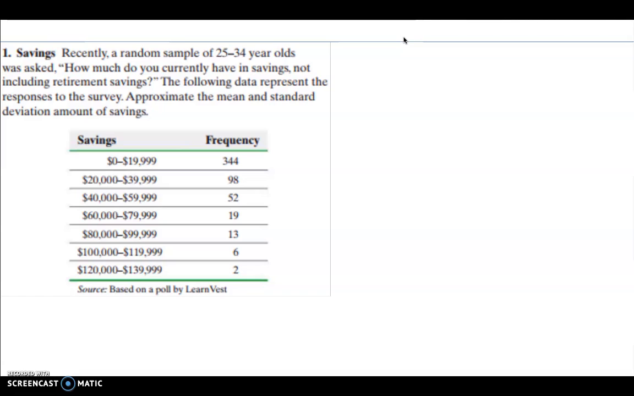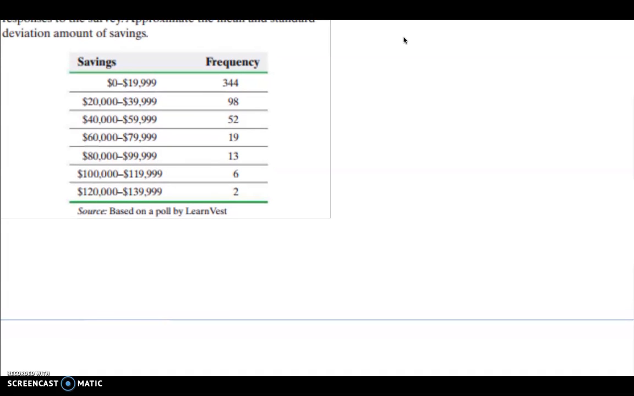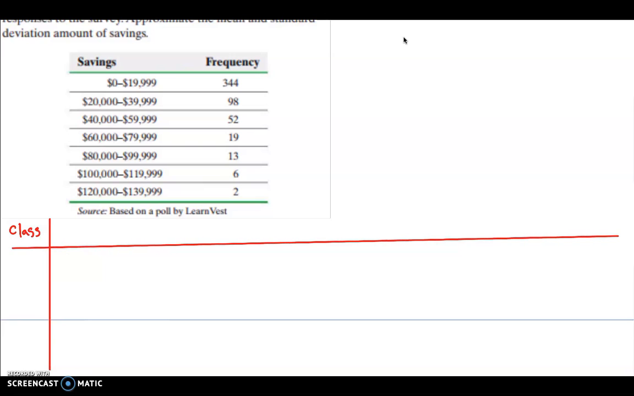And I will show you this by hand. It's going to get a little grisly, but just so you can see. StatCrunch is going to be a valuable resource, and you can use StatCrunch. I don't expect all this to be done by hand. I just want you to see the mechanics behind it. So first thing we're going to do is set up our classes. This is going to get long, so brace for impact. The first class is 0 to 19,999. Then we're going to have the midpoint, which is our x sub i.